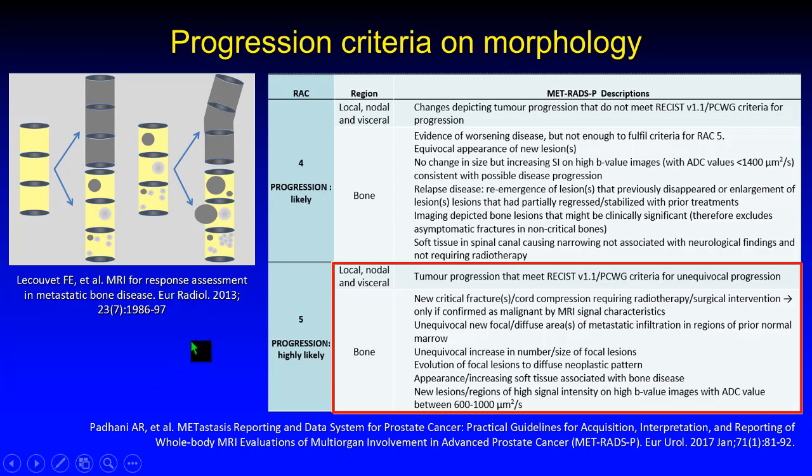Okay, and so we basically categorize response using morphological imaging and diffusion imaging into 5 categories. So, category 5, higher number, highly likely to be progressing. So that's 5. And you can see that soft tissue disease just uses standard RECIST criteria, whereas the bone disease converts pictures, which we're used to looking at, into words and categories. But you'll also notice that there is a diffusion criterion added on. So most of the evaluation is morphological with some diffusion.